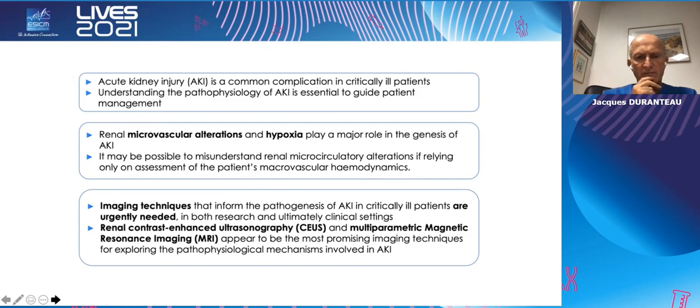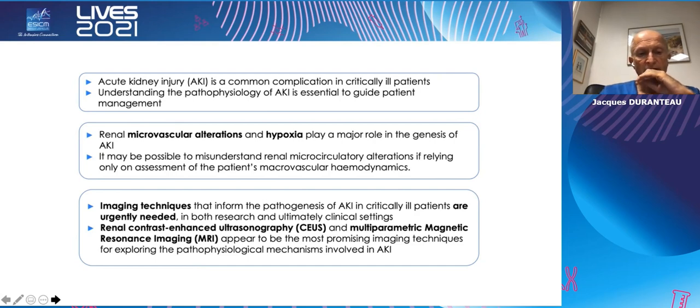Renal microvascular alteration and hypoxia play a major role in the genesis of acute kidney injury. It may be possible to misunderstand renal microcirculatory alteration if relying only on assessment of the patient's macrovascular hemodynamic. So it is urgent to have a new imaging technique in both research and ultimately clinical settings.